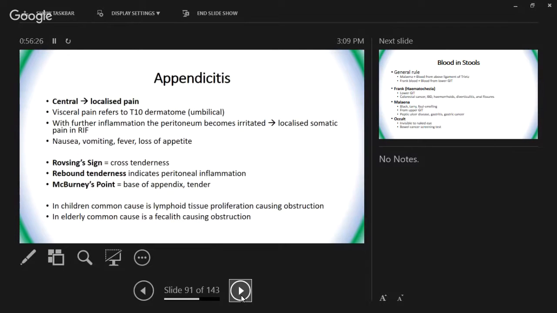Appendicitis, classic. You start with that visceral pain, and it moves to your right iliac fossa. Just know those three signs, because that comes up a lot in those clinical skills type questions, and I think they come up a bit more in the bio as well. It's more clinically based, so I would recommend getting your head around that. Questions?